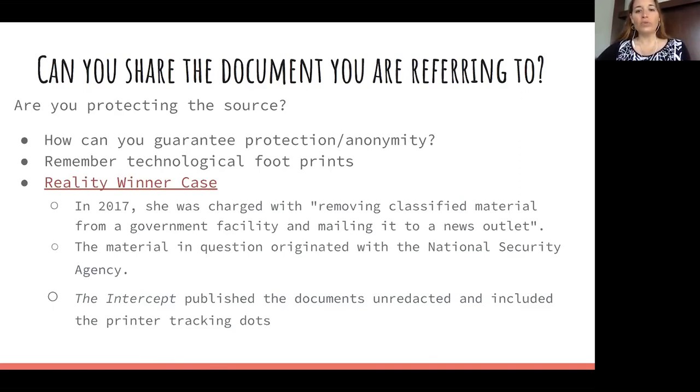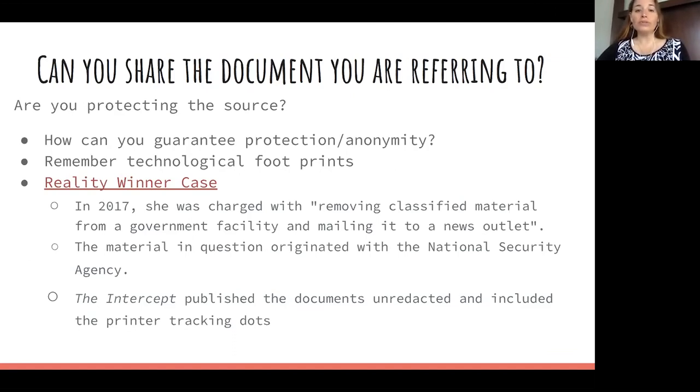So how can you then protect the source? By giving the document, are you basically going to potentially tell people who this person is without mentioning their name, because you're giving them the document and showing it? So those are things to think about. Are you protecting the source? How can you guarantee protection and keeping them anonymous?